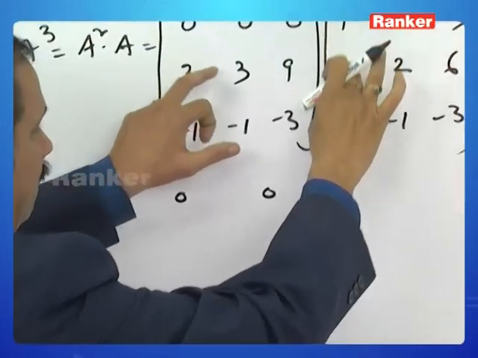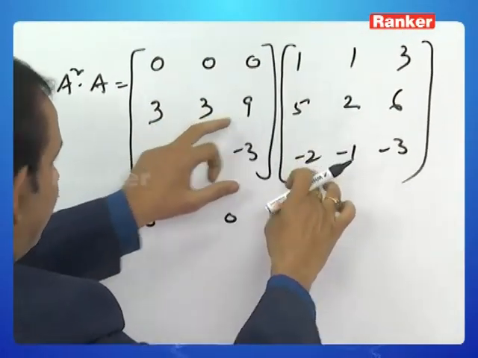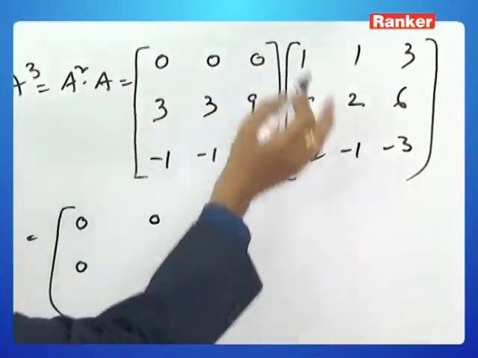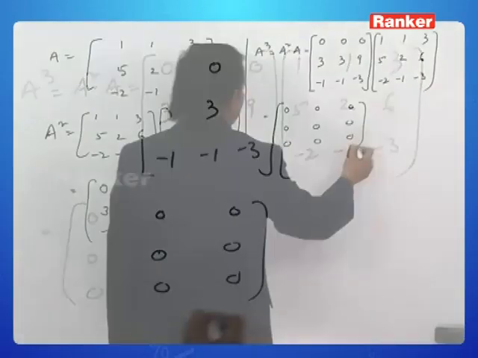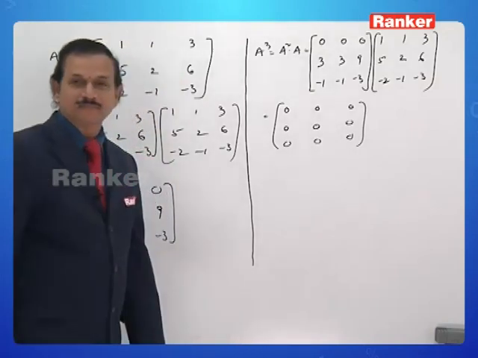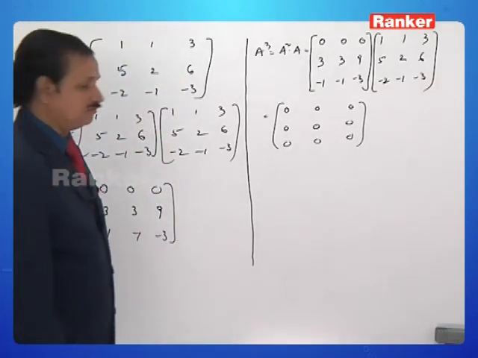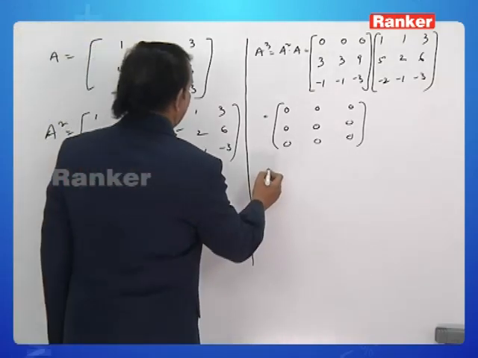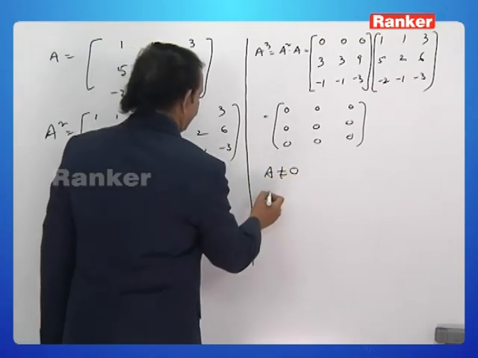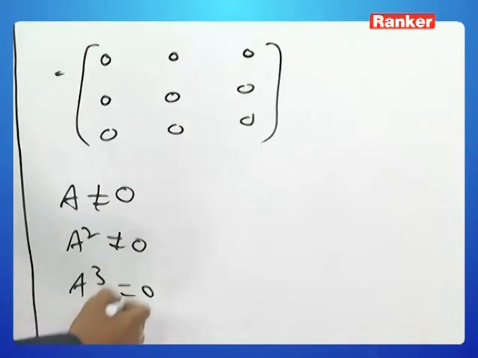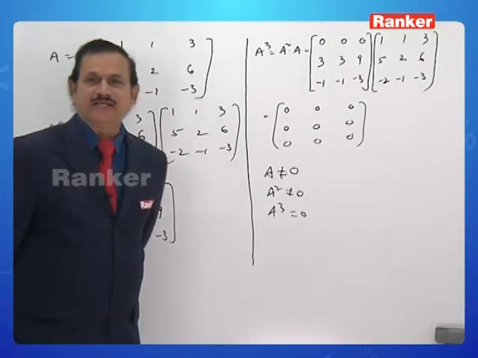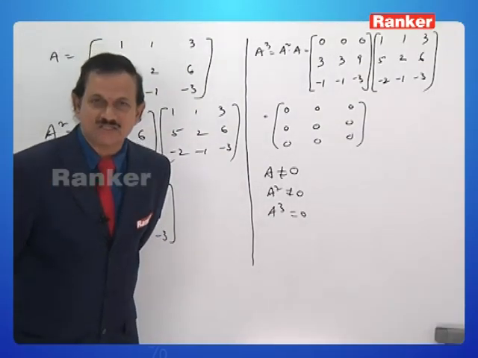3 plus 15, 18, minus 18, 0. Again you observe the remaining elements; surely you will be getting 0 everywhere. No problem. What is your observation? A is not 0, A squared is not 0, A cubed is 0. What can you understand? A is nilpotent with index 3.